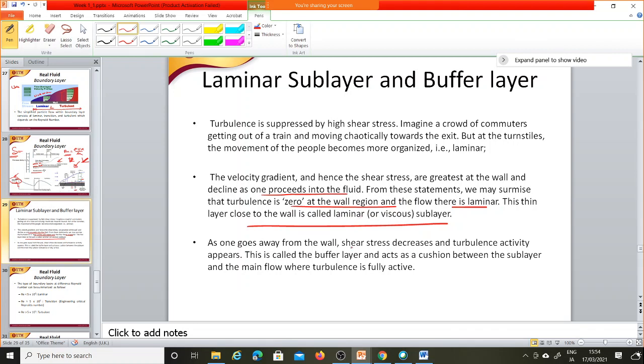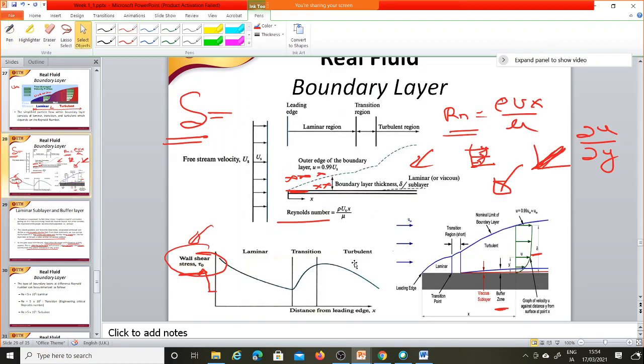Then shear stress decreases and we have some turbulence, so we have a buffer zone. This is the buffer layer. As one goes away from the wall, shear stress decreases and turbulent activity appears. We have gradual turbulence, so this is the transition, and we call this the buffer layer. It acts as a cushion between the sublayer and the main flow where the turbulence is fully active. So just read it, you will understand more.